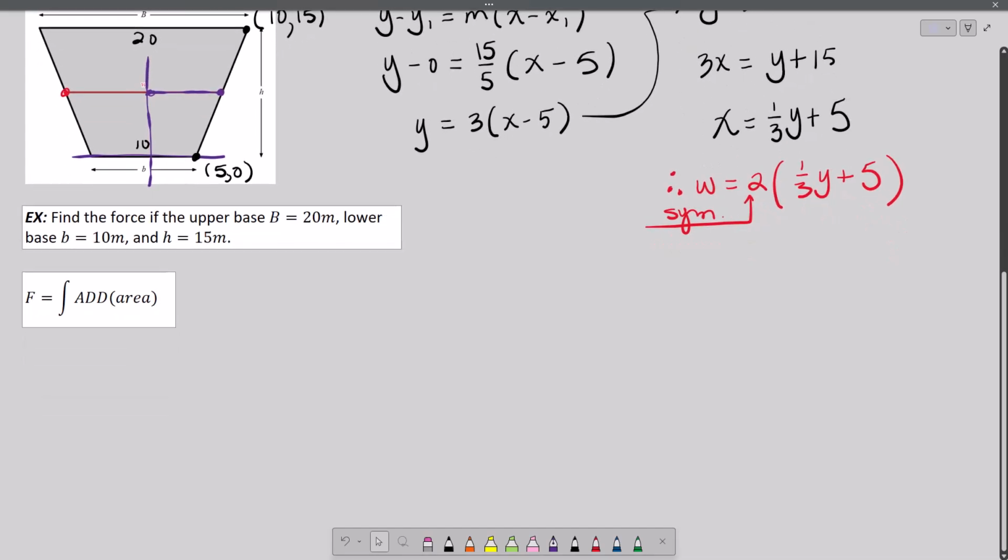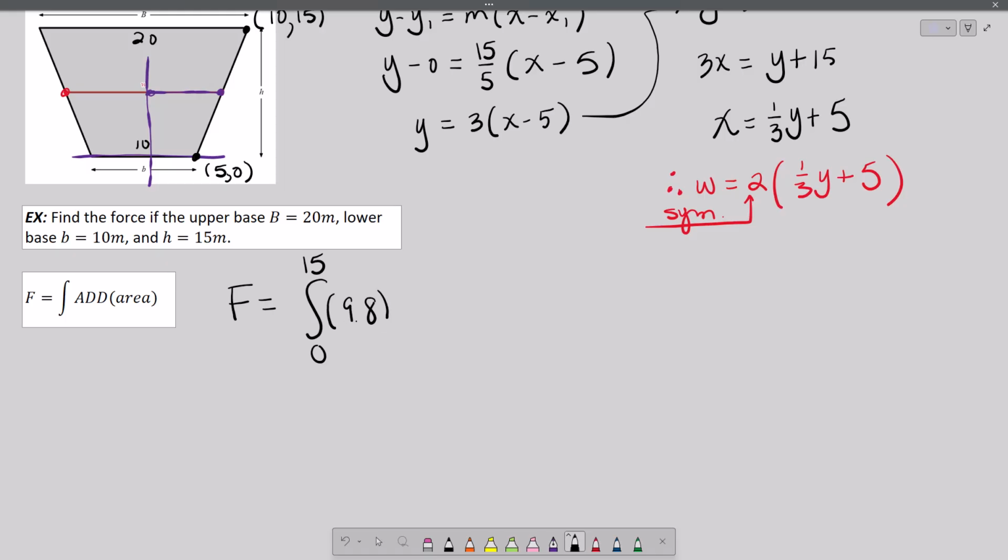Okay, so now our cumulative force is the integral. This dam or window, whatever it is, is 15 meters tall. So we're going to integrate the pressure at each level from 0 to 15. So ADD is pressure, A is acceleration due to gravity, so 9.8. D is the density of the fluid that's pushing against the wall, which again is 1,000 for water. Beer would have a different density.